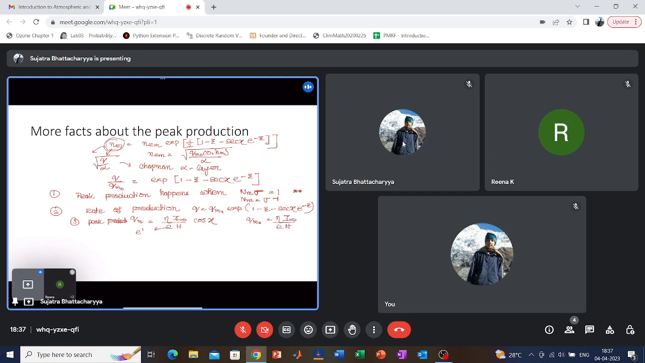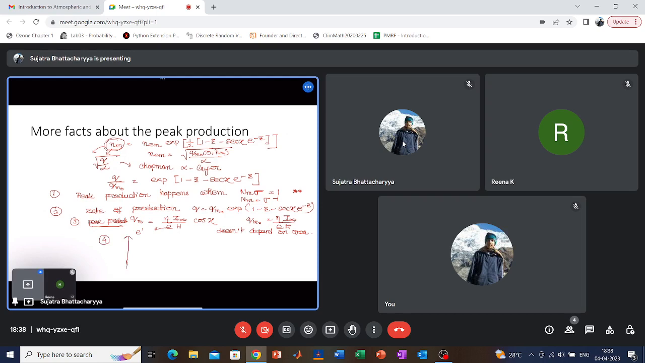So what we can see, the peak production rate does not depend on the area of cross section. Right? It depends on the number density, it depends on the initial radiation which is coming, it depends on the scale height and the zenith angle. And for normal incidence, of course, the zenith angle is 0. So cos 0 is 1. Right? Okay.